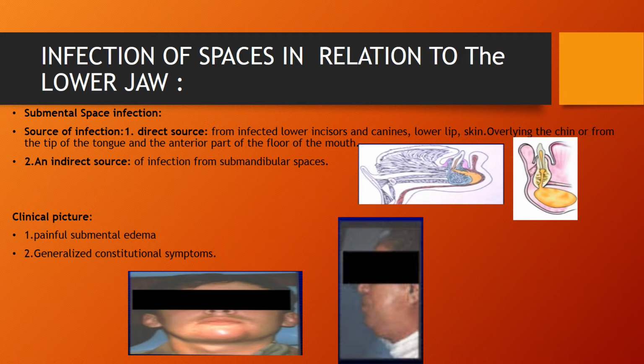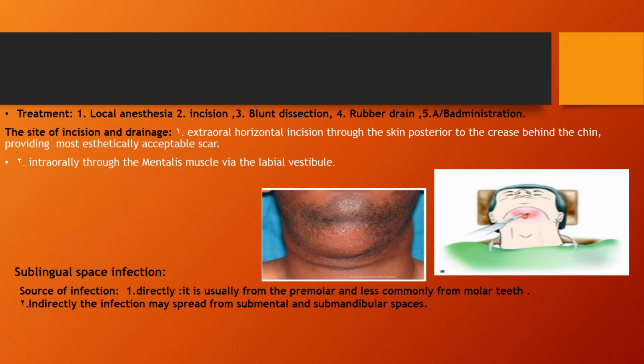The clinical picture is painful submental edema and generalized constitutional symptoms. Treatment is blunt dissection, rubber drain, and antibiotic administration. The site of incision and drainage is: 1. Extraorally, a horizontal incision through the skin, posterior to the crease behind the chin, providing the most aesthetically acceptable scar, and 2. Intraorally through the mentalis muscle via the labial vestibule.